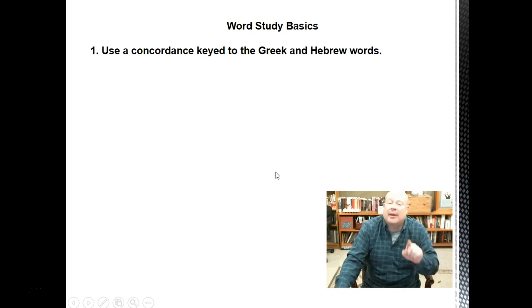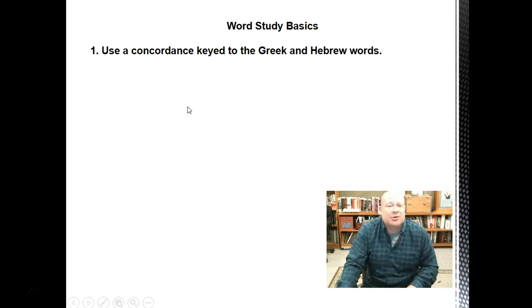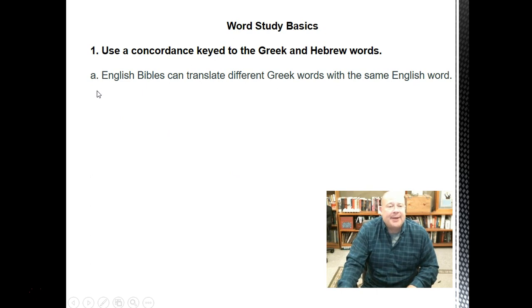You go, I don't know how to do that. I'm going to show you how to do that. Okay, but here's why you want to key it to the Greek and the Hebrew. A, English Bibles can translate different Greek words with the same English word.